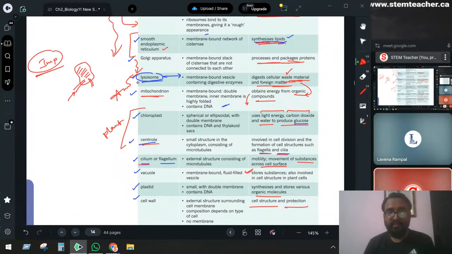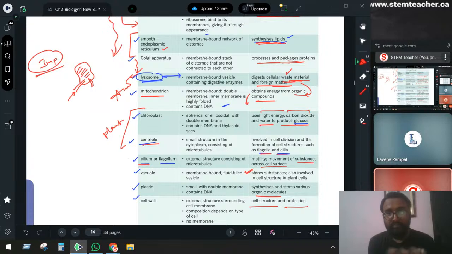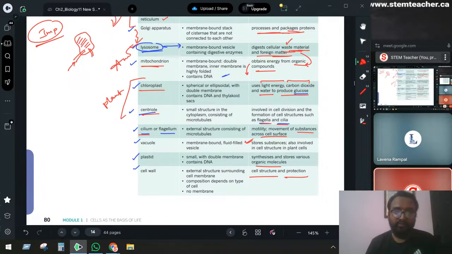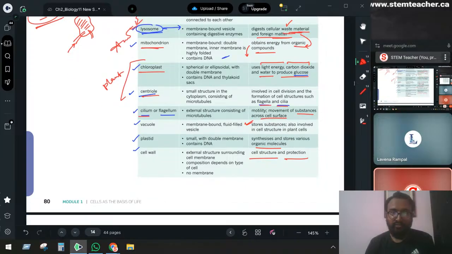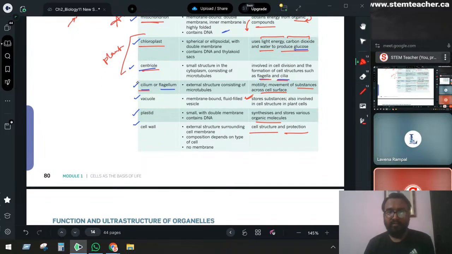So mitochondria produce energy from the organic compounds. See, we take the food, and after the food is processed, the proteins and nutrients will be made after the synthesis from the ribosomes and rough endoplasmic reticulum. So that energy will be converted into organic energy, so that your body is strong. And the chloroplast is where the photosynthesis process happens, and the centriole is involved in cell division and formation of cell structures such as flagella and cilia, which are tail-like things. It helps movement of substances across the cell. And the vacuole stores substances and is also involved in cell structure in plant cells.